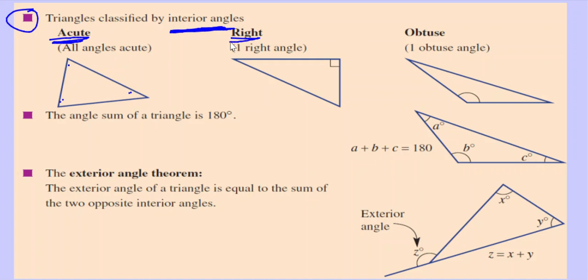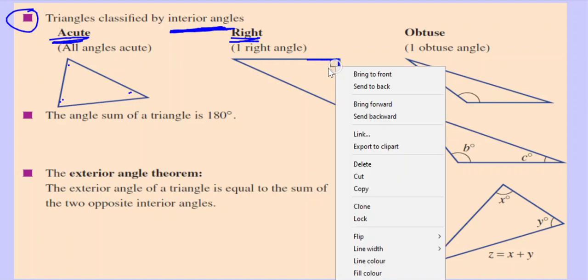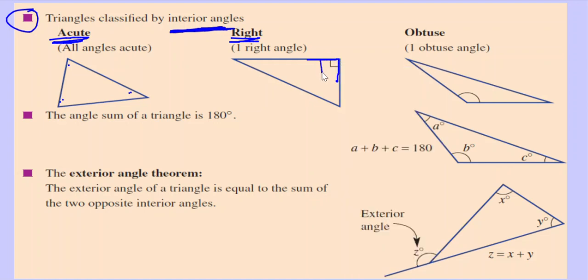You have a right triangle, which means that one angle within the triangle is a 90-degree angle. So a right angle triangle has one angle that is a 90-degree angle. And we've also got an obtuse triangle, which means that we've got one angle that is an obtuse angle, so greater than 90 degrees, or between 90 and 180 degrees.